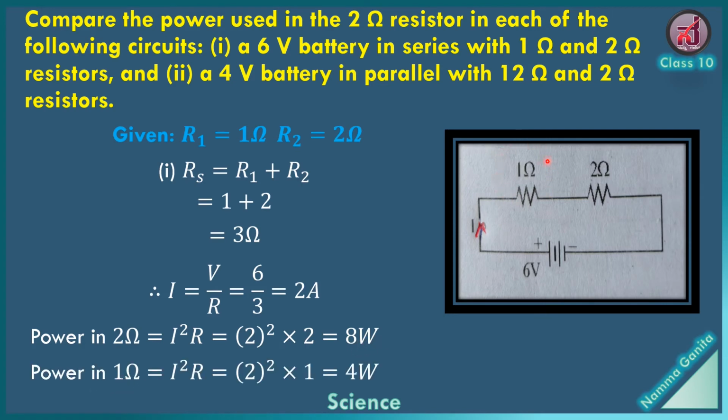Power in 1 ohm resistor is equal to I square into R. That is equal to I, 2 ampere, 2 square into R. Resistance is 1 ohm. Write 1 here. 2 square is 4, 4 ones are 4. 4 watt.